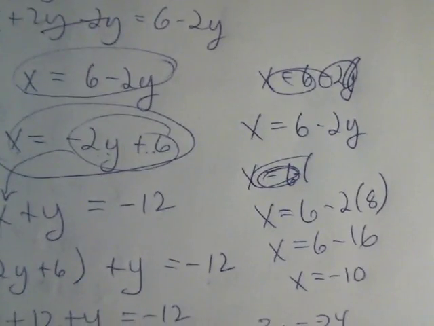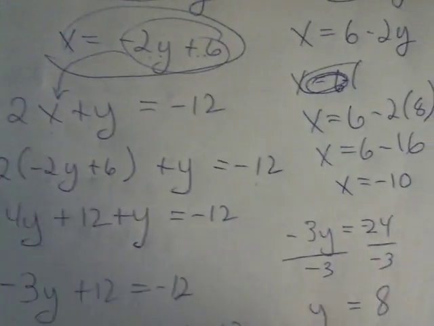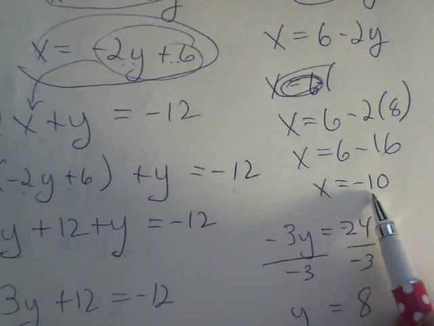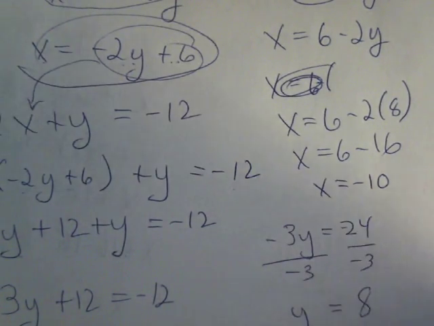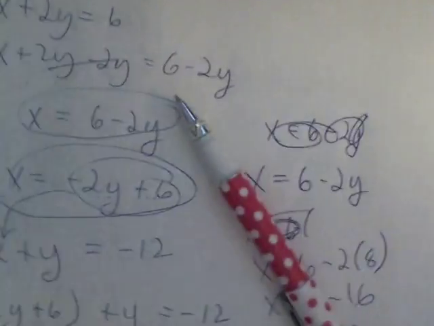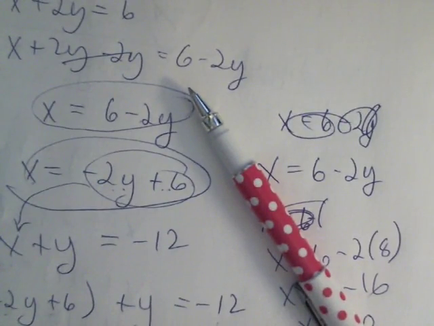Don't forget when you list your answers, even though we found x second, it's still the first coordinate. So this point where these two lines would cross would be negative 10, positive 8. So that's some helpful hints, hopefully, in chapter 4. But again, there's no substitute for practice.